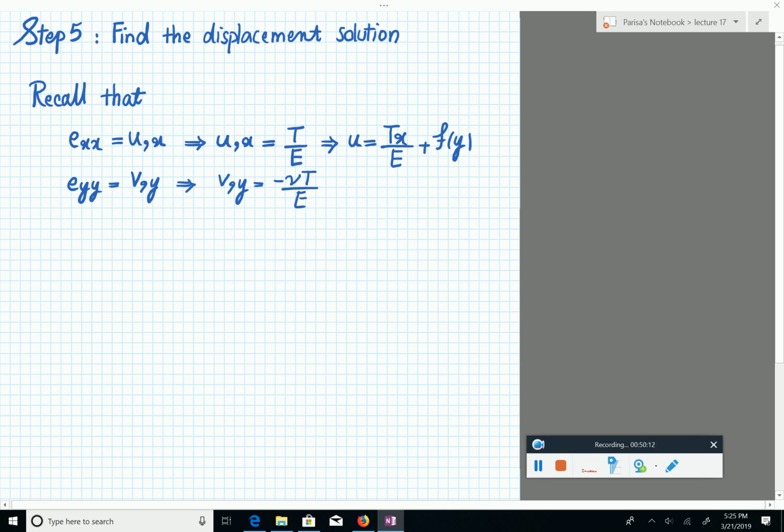And nu is the Poisson's ratio. So then we have v, and now it can be plus a function of x. What haven't we used? exy, which was 0. But it's useful. So exy is 0.